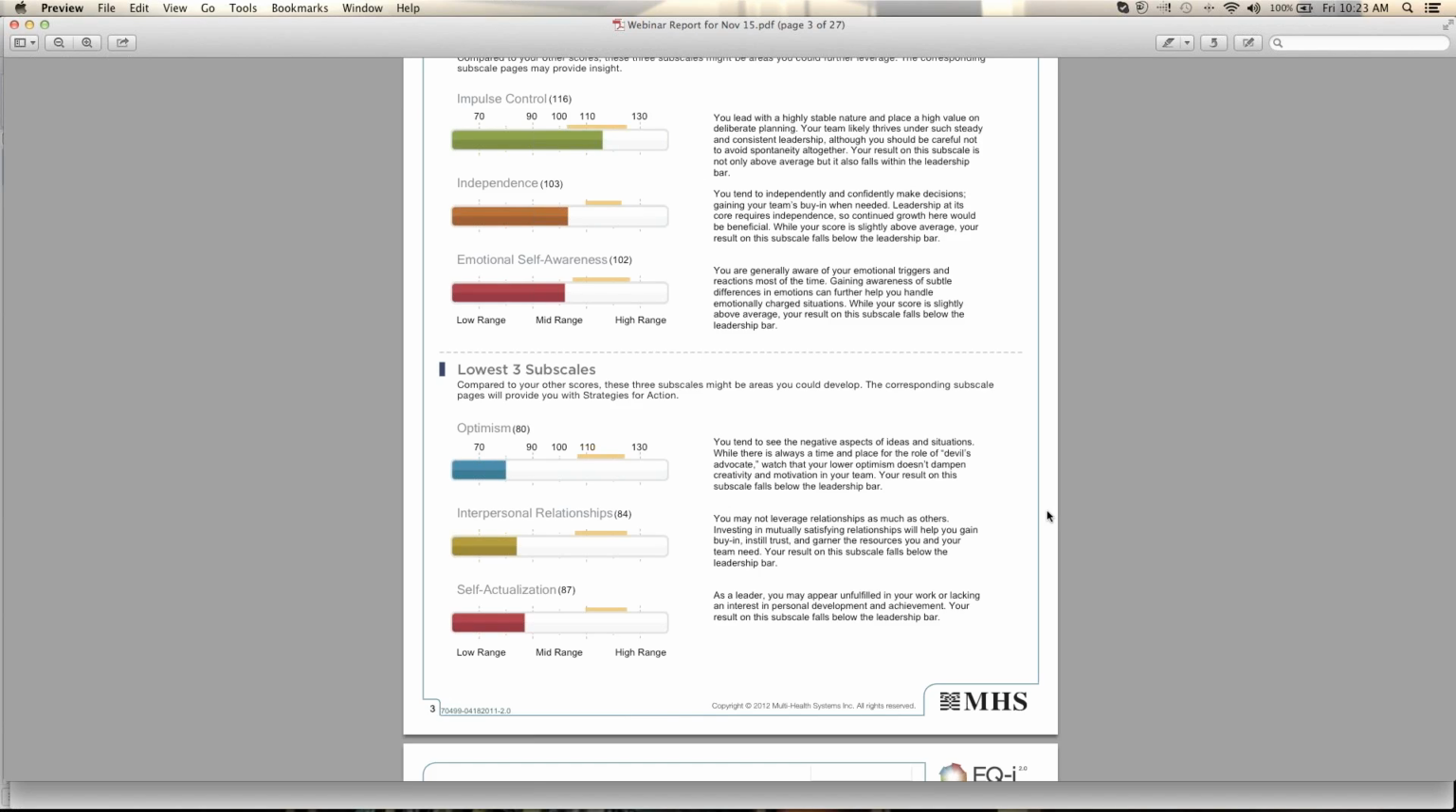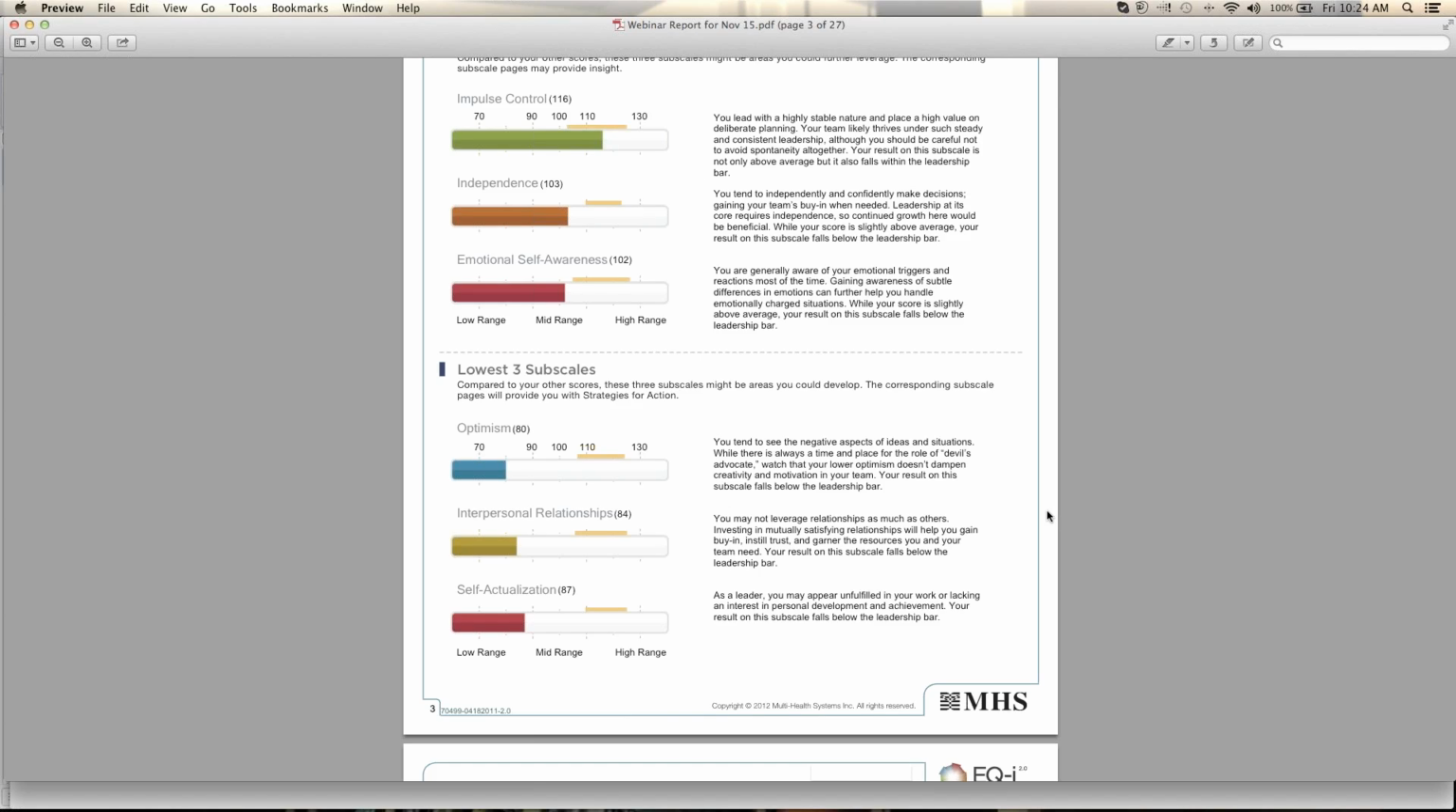So optimism is the lowest score at 80. And the descriptor there is about tending to see the negative aspects, playing the devil's advocate, and possibly being quite critical, and the possibility that it can dampen creativity and motivation on the team, etc. So we want to talk with this person about whether that's true for them and what the implications are.